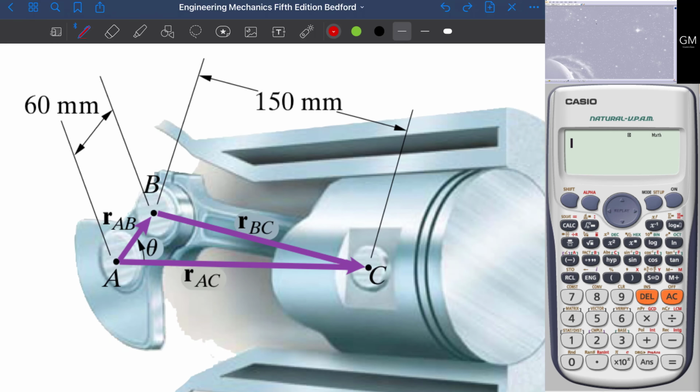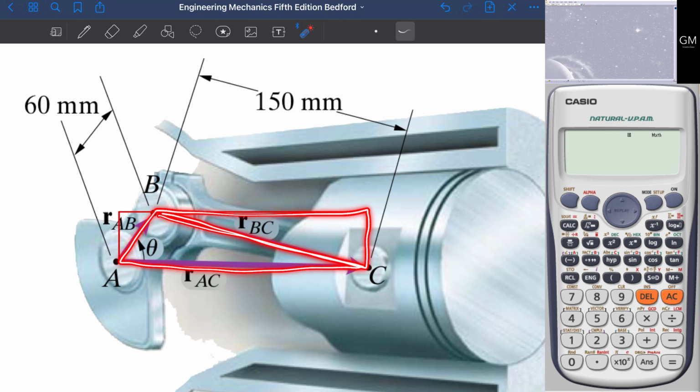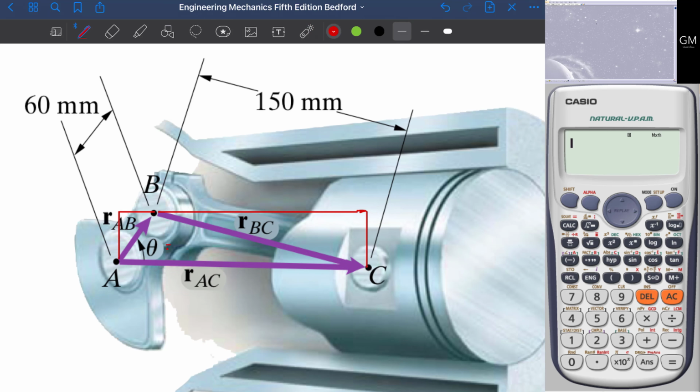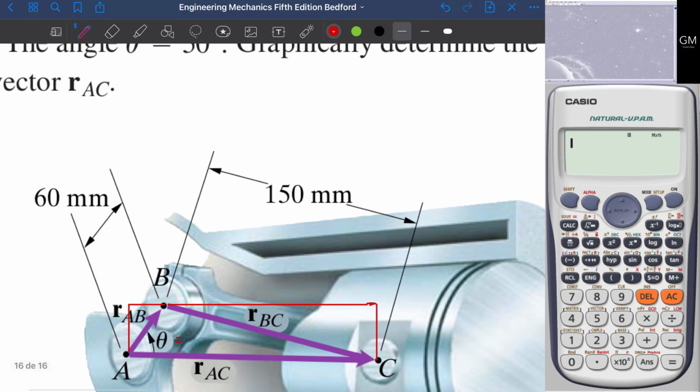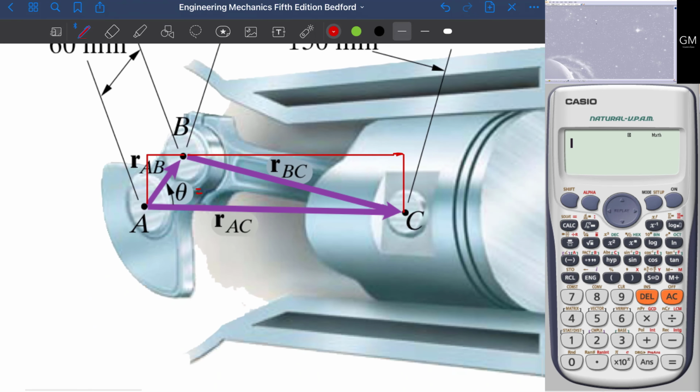Okay, so right here what I have to do is to create triangles, closing the entire shape. Alright, so right here I have one triangle, two triangles, and three triangles, and I have the value of theta. In this case, this is equal to 50 degrees.